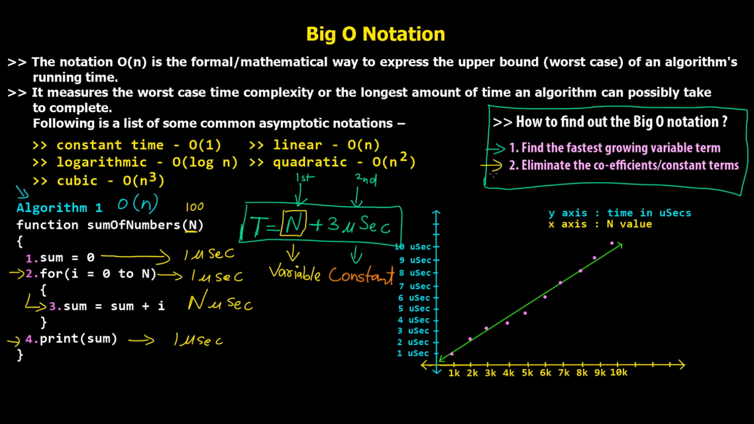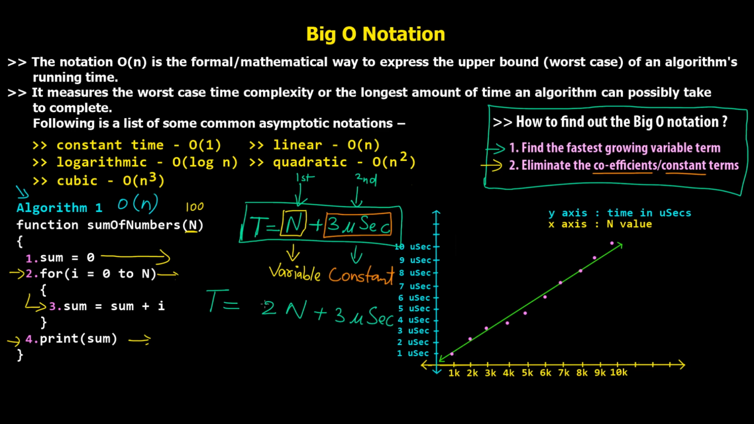So what is step number 2? Step number 2 is we have to eliminate the coefficients and the constant terms. So over here, the only constant term is this, which is the extra time required for these extra steps, but they will always take some constant time. So that is the constant term. So what is a coefficient? The coefficient can be some value attached with this n. Right now we don't have any value, but it could be something like t is equal to 2n plus 3 microsecond. Now this 2 is essentially a coefficient. It's a coefficient. This n is a variable and this component is a constant.